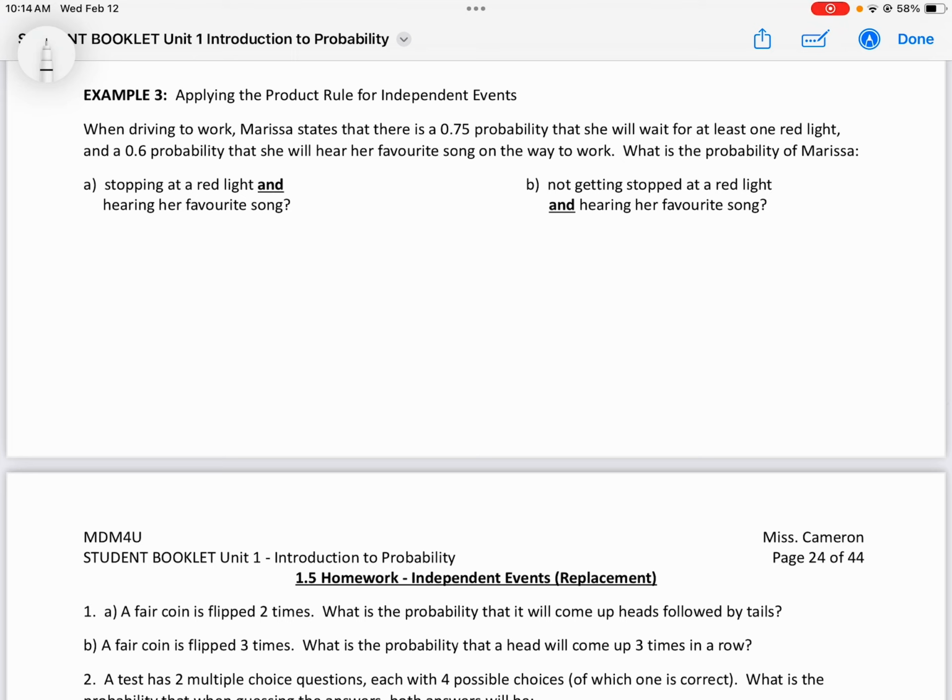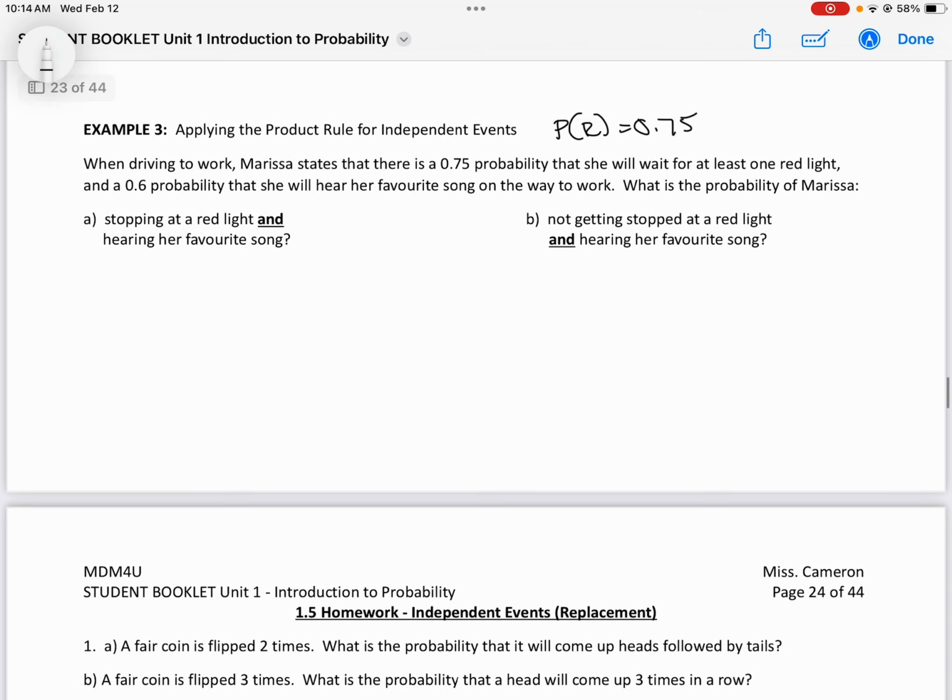Okay. Applying the product rule for independent events. We're going to go back to this multiplication. When driving to work, Marissa states that there's a 0.75 probability that she will wait for at least 1 red light. Okay, so the probability of a red light is 0.75. As the complement, the probability of not stopping for a red light would be 0.25. Remember, these have to add up to 100%. So you can just take, I call it the flip, but it's the complement, or it's 1 minus 0.75.